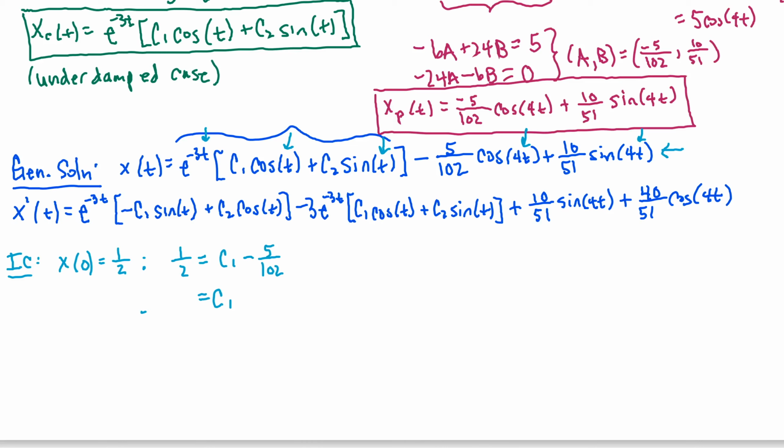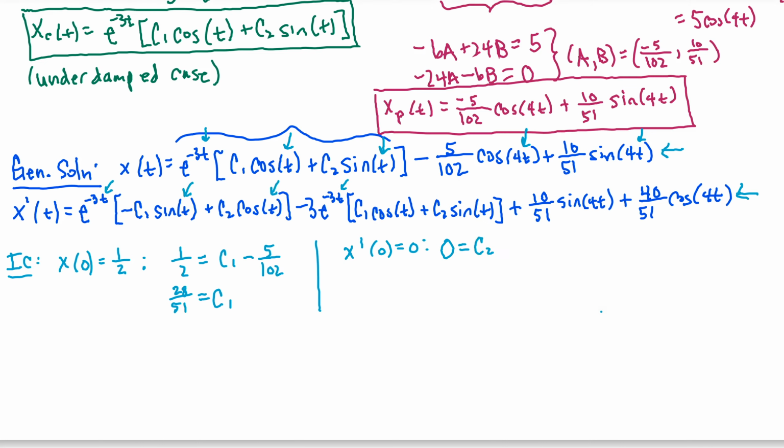Adding 5 over 102 to both sides gives 28 over 51 for c sub 1. Okay, our second initial condition, x prime of 0, was given to be 0. So I'm using this second equation, setting the entire thing equal to 0 and plugging 0 in for t. Remembering that sine of 0 is 0, we lose this term. Cosine of 0 is 1, so we get a c sub 2 here.